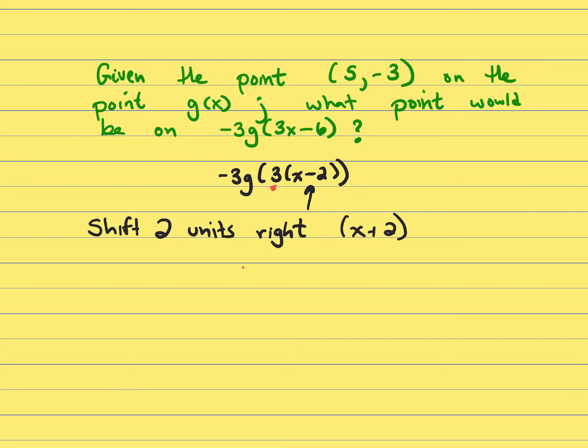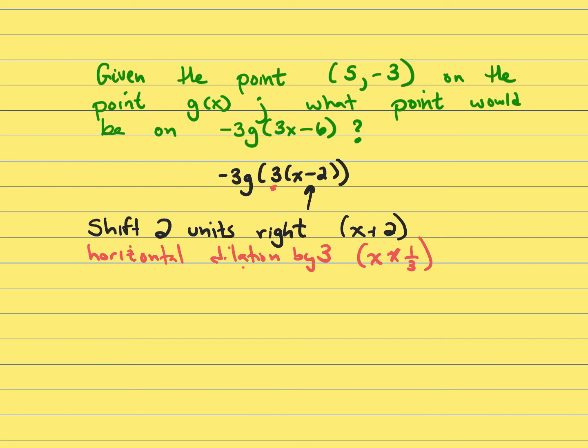And then the 3 is going to be a horizontal dilation, so we're going to dilate it horizontally. And that dilation is by 3. Now the trick about a horizontal dilation is we will still multiply x because it is a horizontal thing that's happening inside, but we multiply it by the reciprocal, so we multiply it by 1/3.